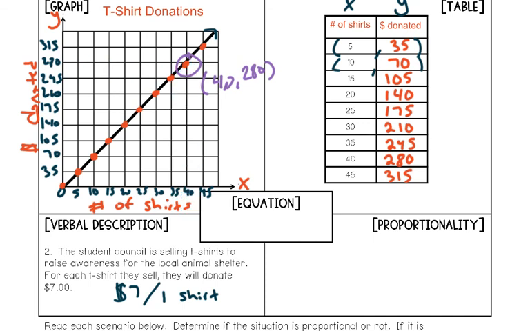For any point on your graph, if you take the y divided by the x, you should get 7. And that's true. 280 divided by 40 is 7. That's our unit rate. The same thing goes if you pick any other point, 35 and 5. 35 divided by 5 is 7. So our unit rate is still 7. It's a constant rate because it's a straight line that is increasing at a constant rate through the origin.